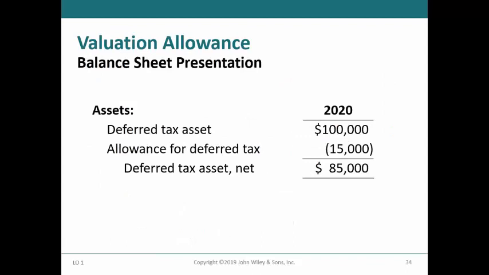The valuation allowance is shown as a subtraction from the deferred tax asset on the balance sheet or in the notes to the financial statements. It is a contra asset account because it reduces the deferred tax asset to the amount that is expected to be realized in future years to reduce income taxes payable. And this is the end of part 1 of the presentation for Chapter 19.